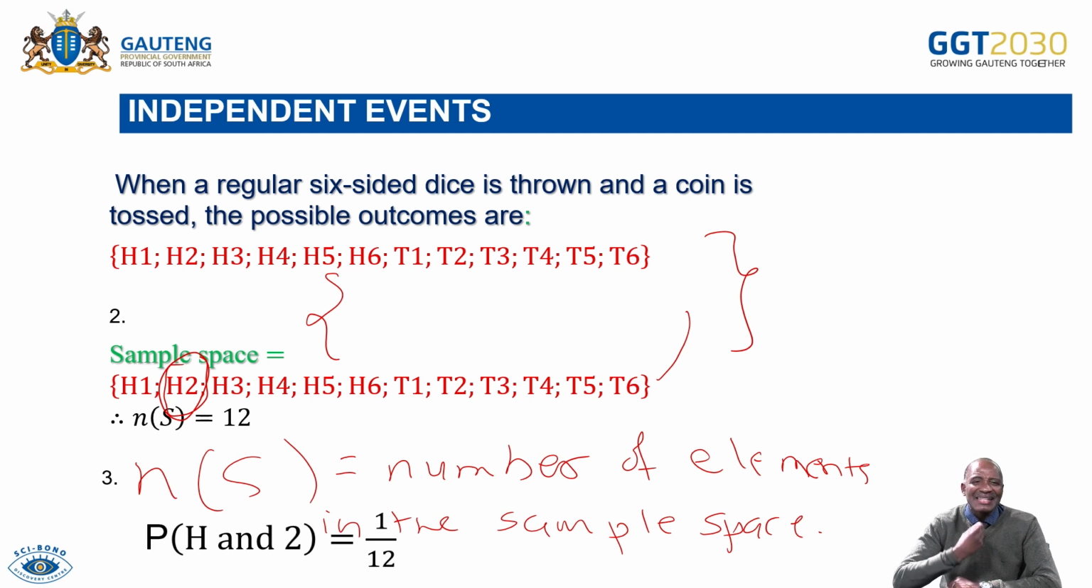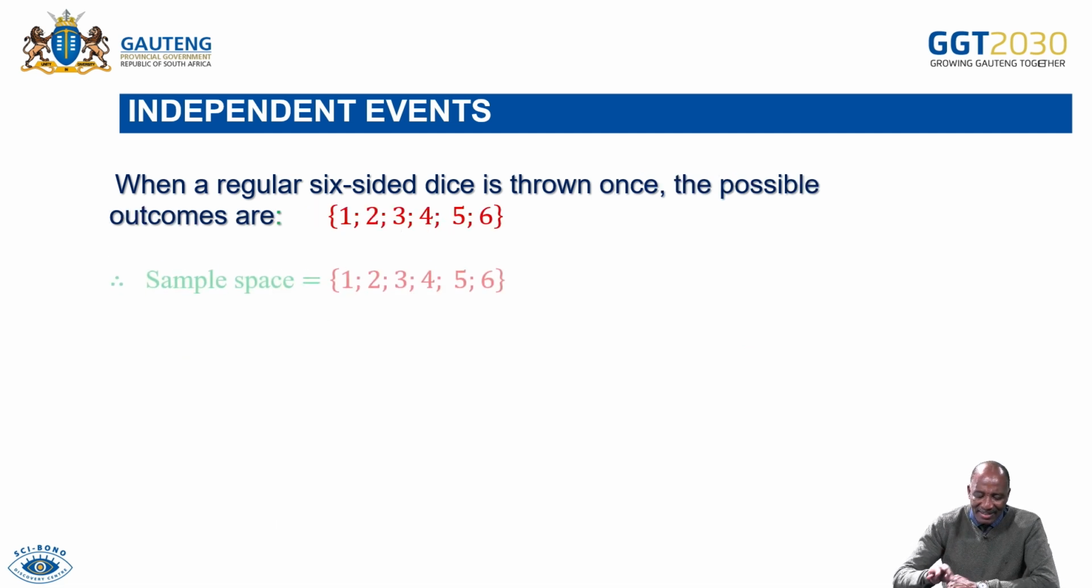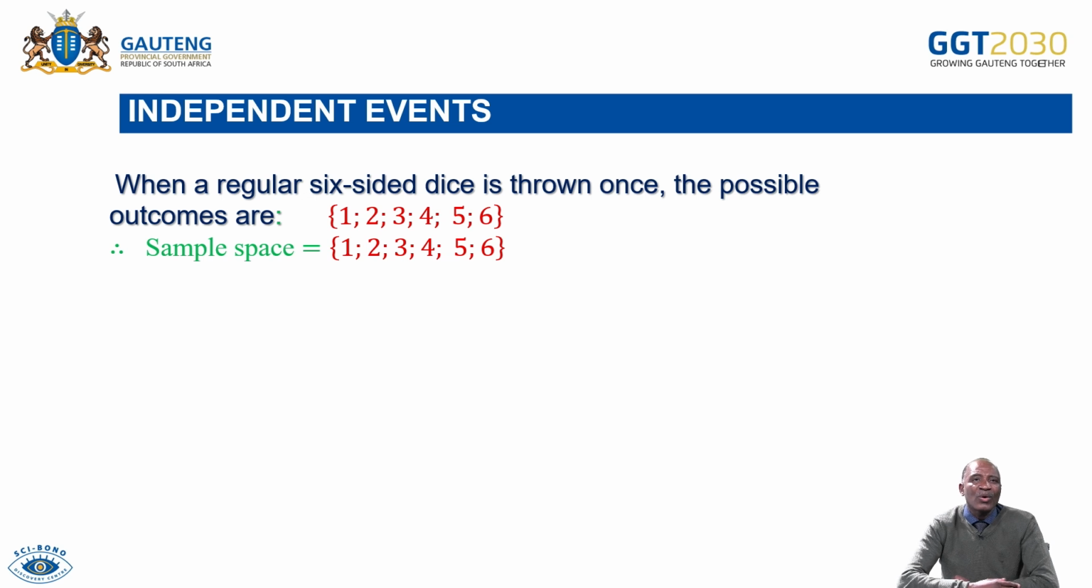Which you can see is not even halfway. 1 divided by 12 is not even halfway. If you convert it to a percentage, it's a very, very small percentage. So that chance is very, very slim. Hence, they all have an equal chance of occurring.